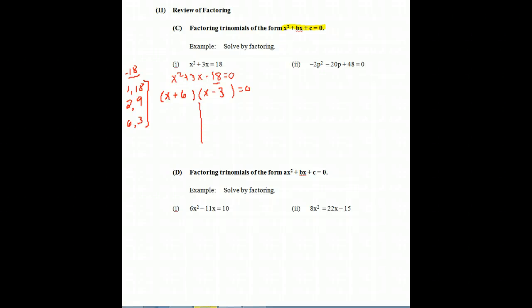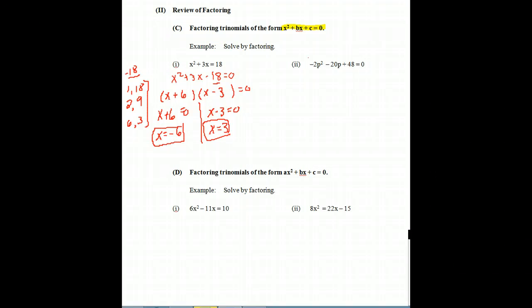Use your 0 property. X plus 6 equals 0. X equals negative 6. X subtract 3 equals 0. X equals 3. So those are your 2 solutions.